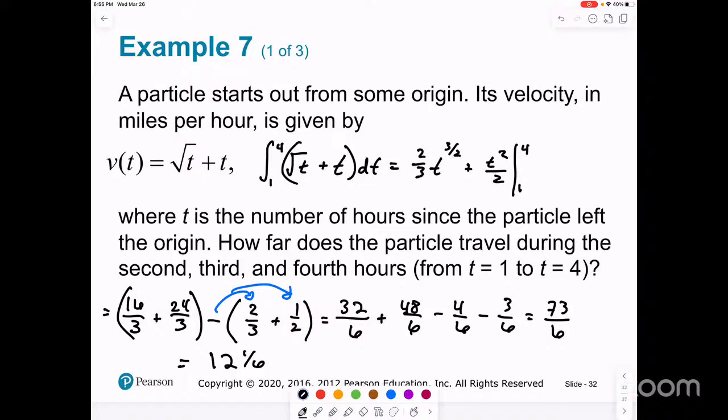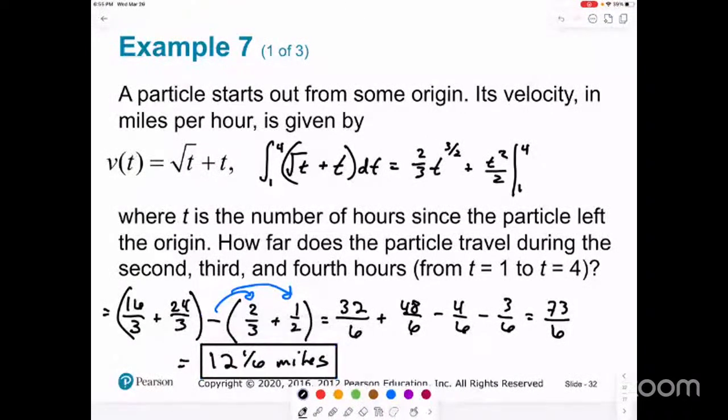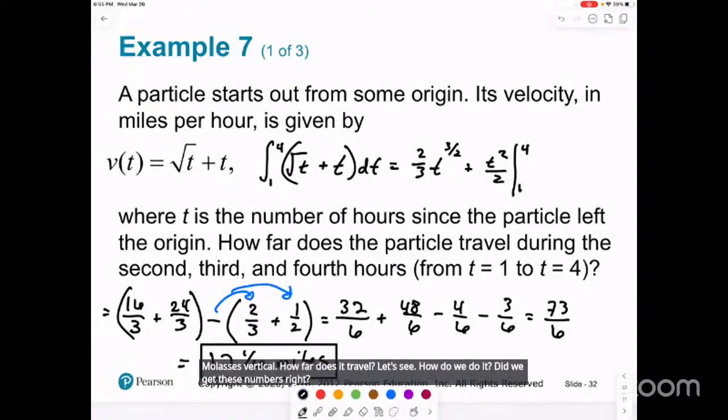The particle starts off, velocity is given by this. T is the number of hours since it left the origin. Hours, miles per hour. 12 miles in 4 hours? What kind of particle is this? Molasses particle? How far does it travel? Let's see. Did we get these numbers right? Let's just check.